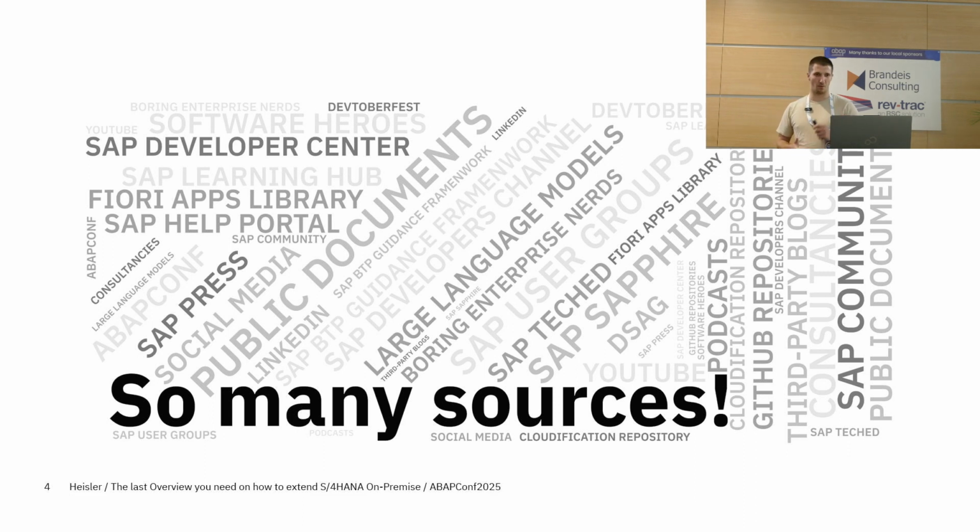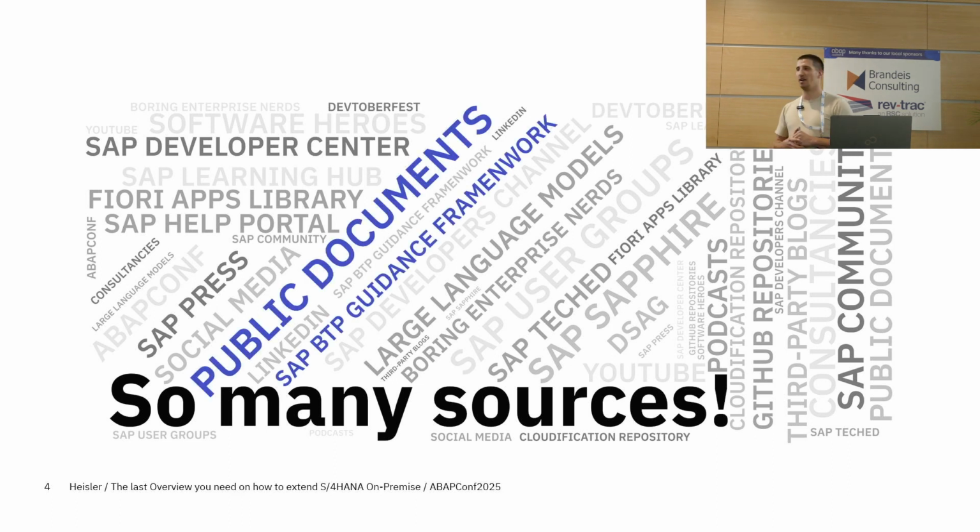But I want to show you two sources which are very great, in my opinion, to get an understanding of what's actually possible and how to work with the functional requirement as a developer and get it down to your actual technical use cases and technical building blocks. It's the Tools for Public Documents and the BTP Guidance Framework.